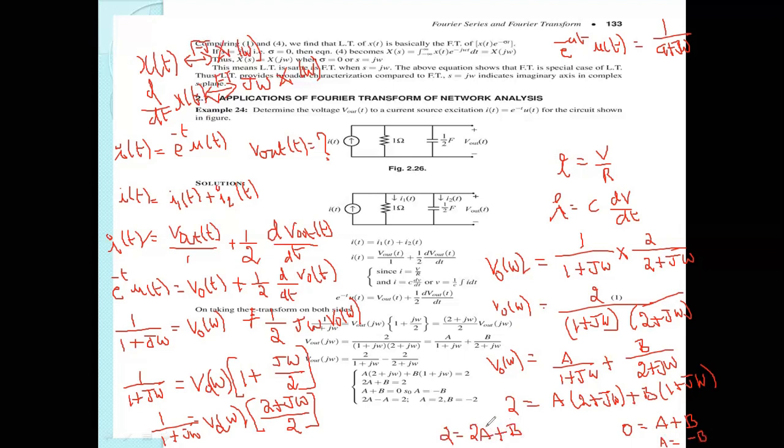So substitute here A is equal to minus B. 2 is equal to minus 2B plus B. What is minus 2B plus B? Minus B. Minus B is equal to 2, or B is equal to minus 2. B is equal to minus 2, and A is equal to minus B means A is equal to 2. So we got the two values, the A value and the B value.